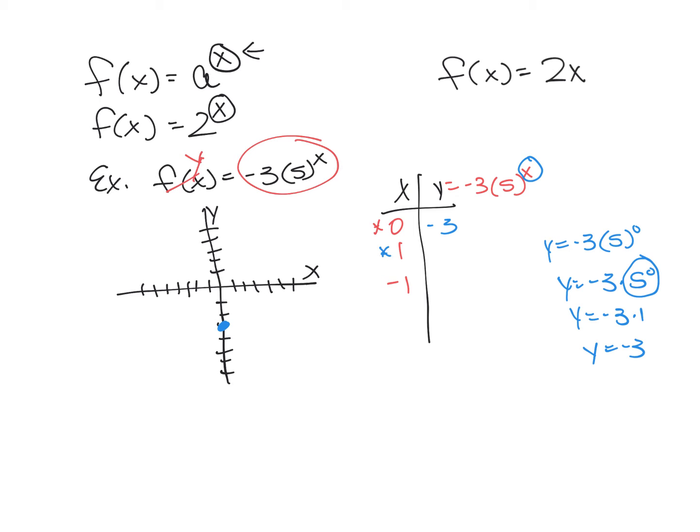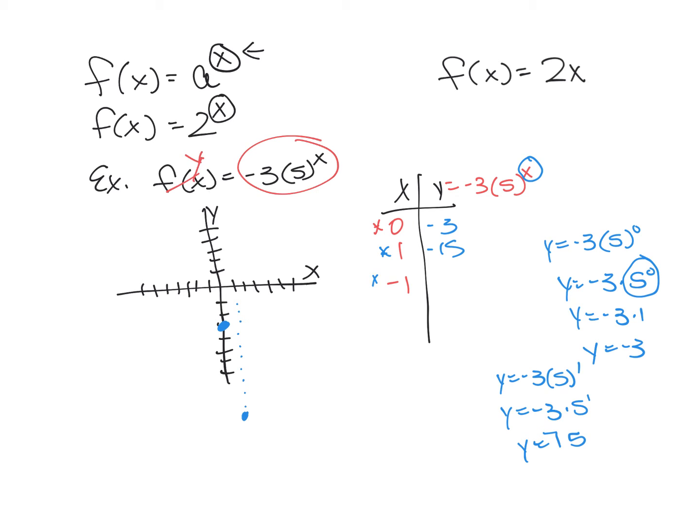Now we're going to do when x is 1. So y equals negative 3 times 5 to the power of 1, which is negative 3 times 5, which is negative 15. So I'm going to go to 1, and I'm going to go down 1, 2, 3, 4, 5, 6, 7, 8, 9, 10. It's down here, right? It's off my graph, which is okay.